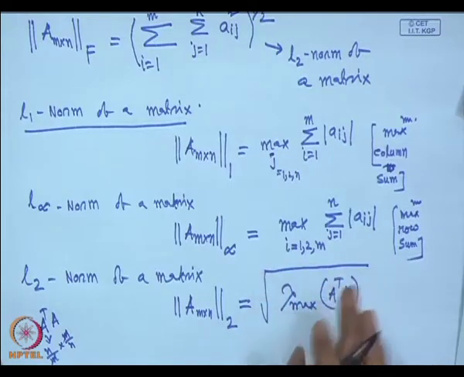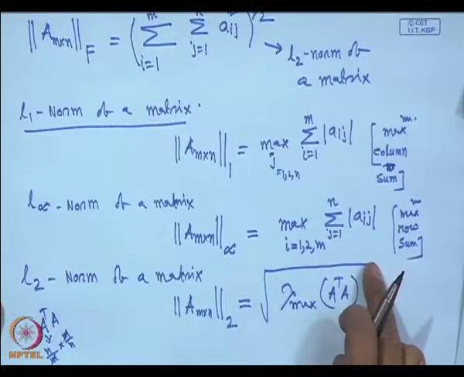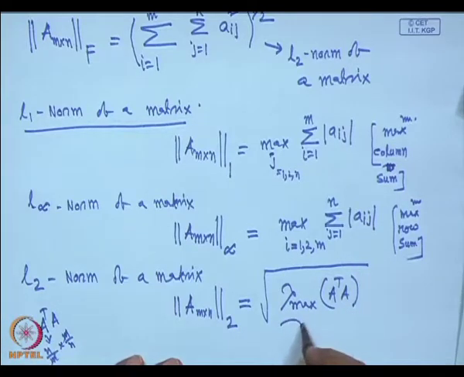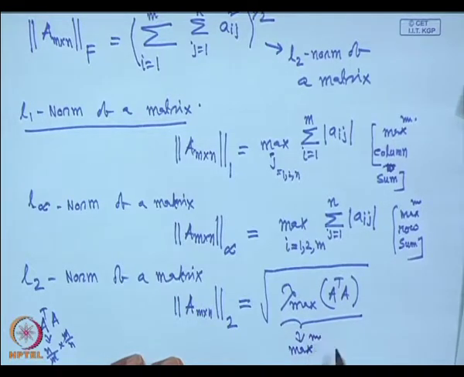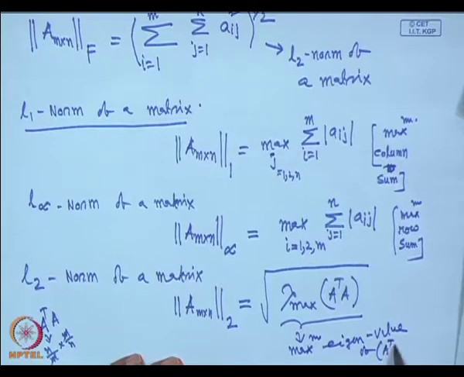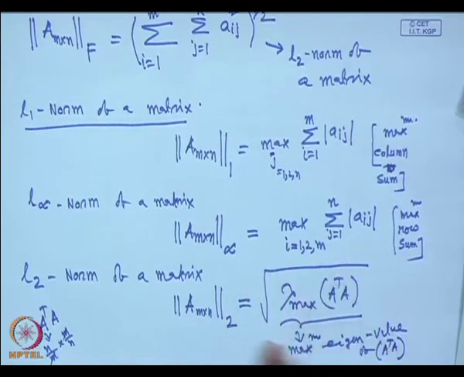This is a symmetric matrix, so all eigenvalues will be non-negative numbers. Out of these, you take the eigenvalue which is maximum and take its square root. This is nothing but lambda max, the maximum eigenvalue of A transpose A. We will show later that this is nothing but the maximum singular value of the matrix A.